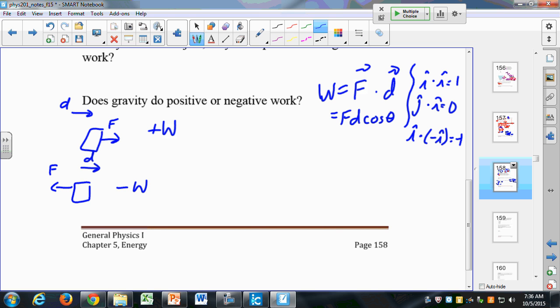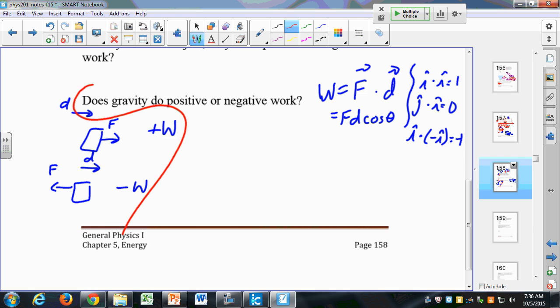I think we left off here when we were talking about gravity and whether it does positive or negative work. Does gravity do positive or negative work? Do you think it does positive work? The gravitational force, does it do positive work or negative work? Right, it depends on the direction of motion actually. It can do either positive or negative work.